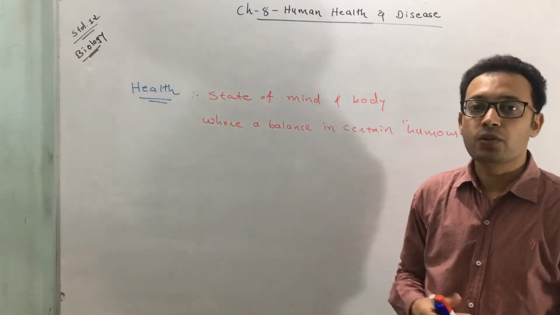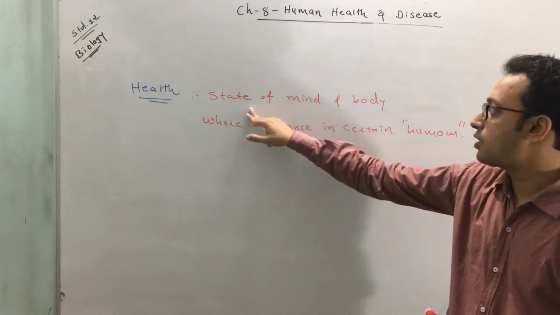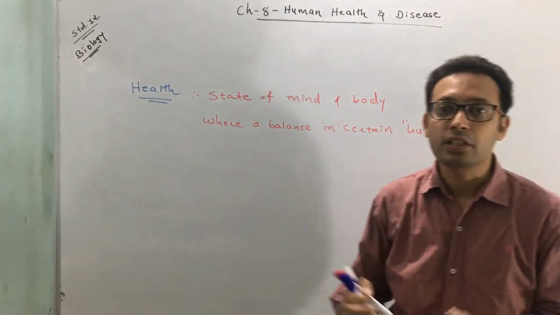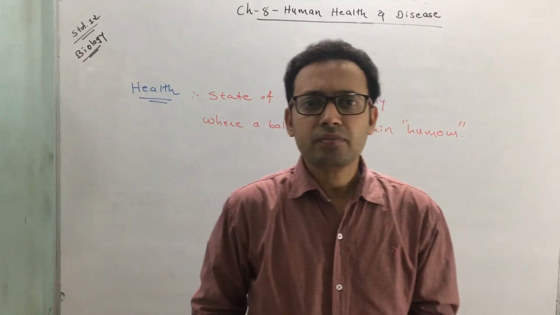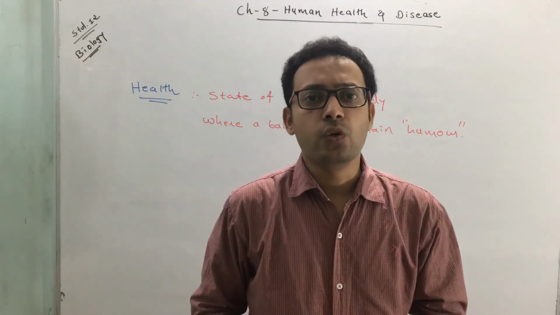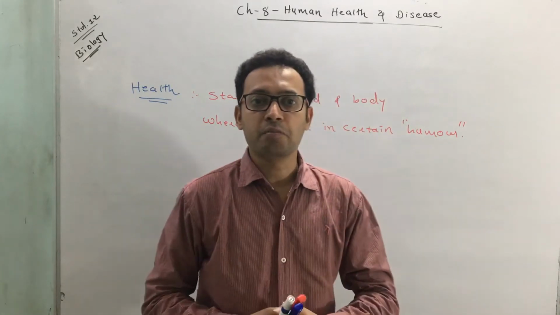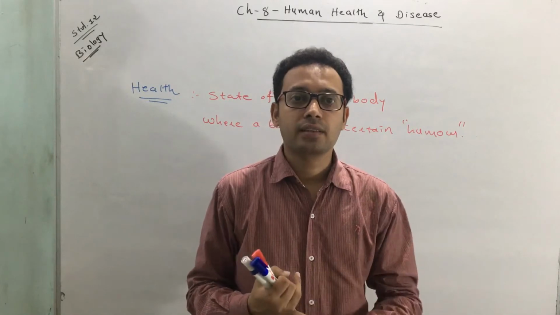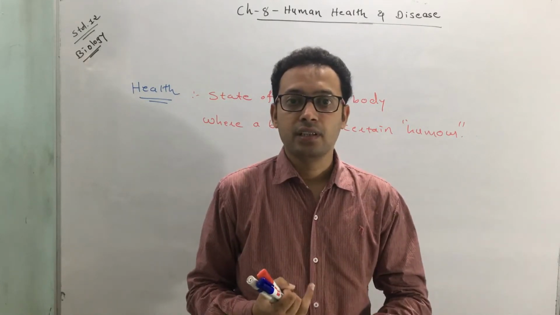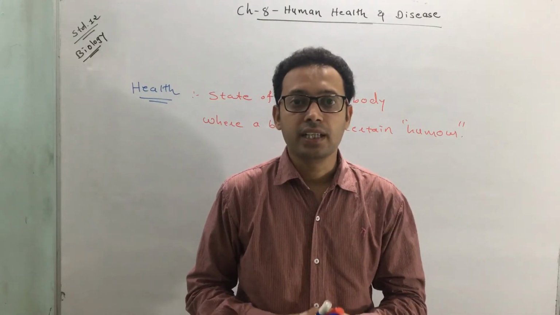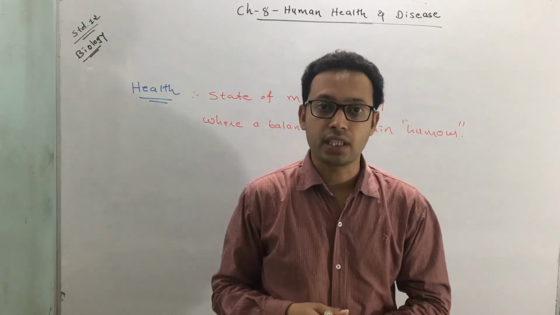So what is health according to this system? It is a state of mind and body where there is a balance in certain humors. You know that in our ancient Ayurvedic system, we believe that there are three main important components: Vata, Pitta and Kapha. The balance of these is necessary for maintaining health. And this is what they try to say.